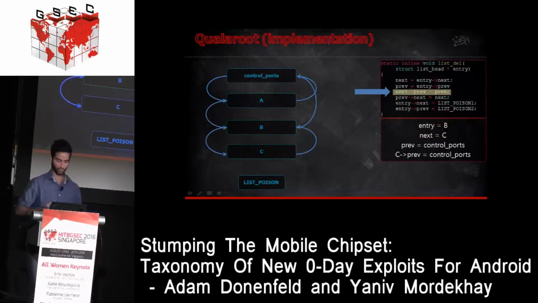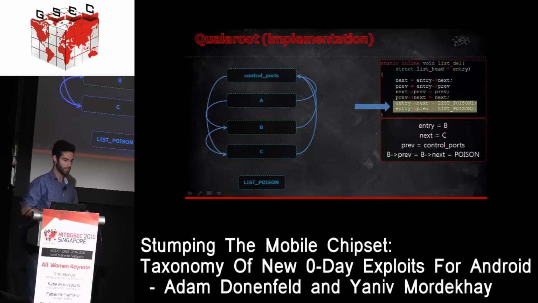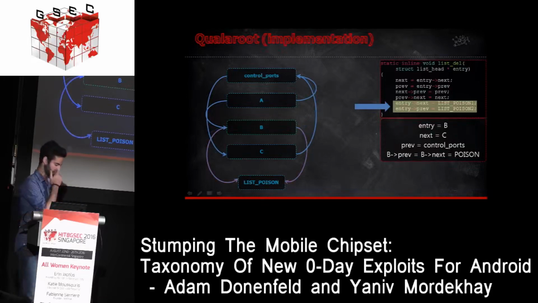So we take now B's next, which is C, and we set C's prev to be B's prev. So C's prev equals control ports. Now going to the next instruction, we take B's prev, which is control ports, and we set control ports next to be C. So control ports will now point to C. Now finally, B will now point to the poison values, and it is effectively removed from the list. The memory is also freed, so it can be reclaimed by spraying the kernel heap.